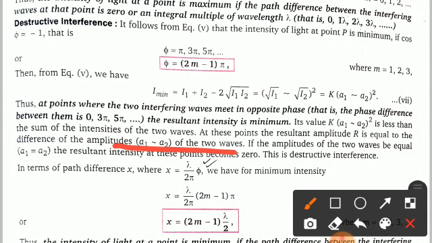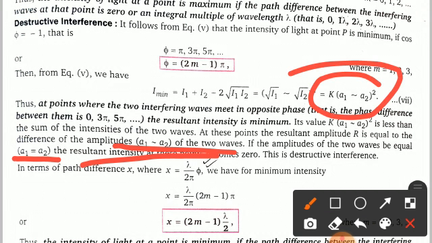So, if the amplitudes of the two waves are equal, meaning the two waves are travelling with the same amplitudes, A1 equals A2, then what happens? The resultant intensity at these points becomes 0. You can see here from this relation, if A1 is equal to A2, then the resultant intensity comes out to be 0, and this is the destructive interference.